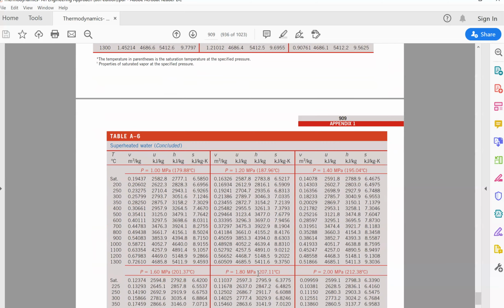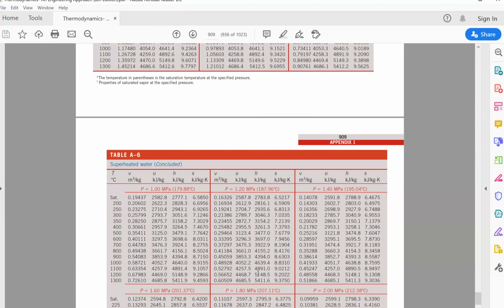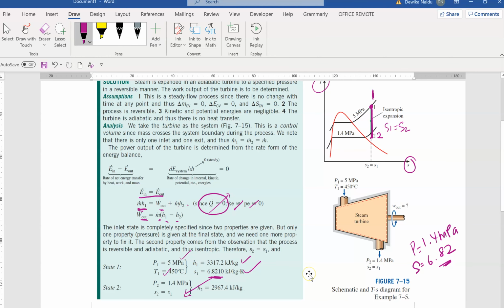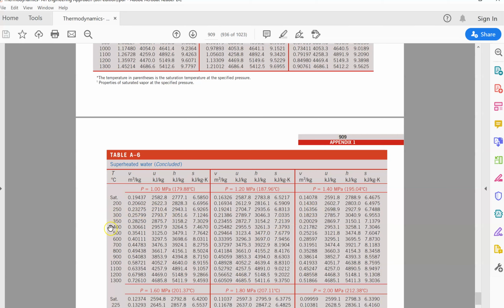So go back to the superheated 1.4. Okay, so we are now in superheated 1.4, and this is your temperature column. Let's go back to the question. So this means this second state is also superheated. From the table you can find your H2, right? Where is that?